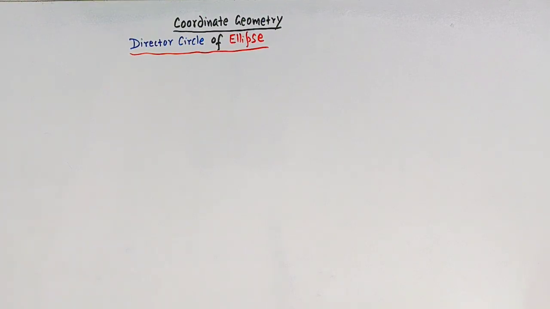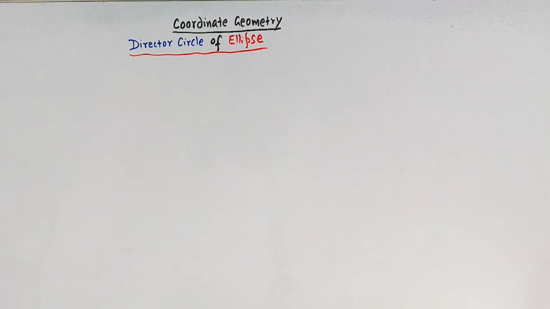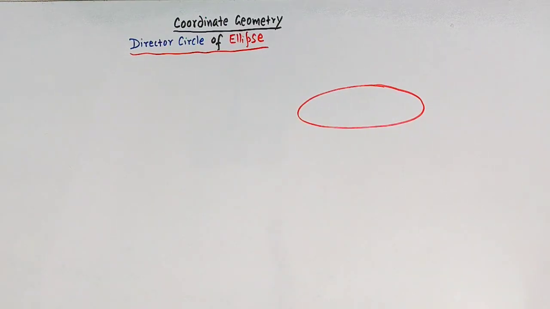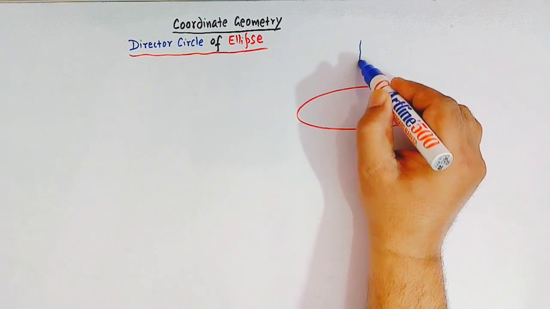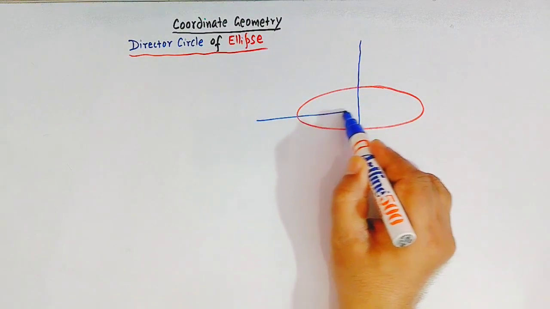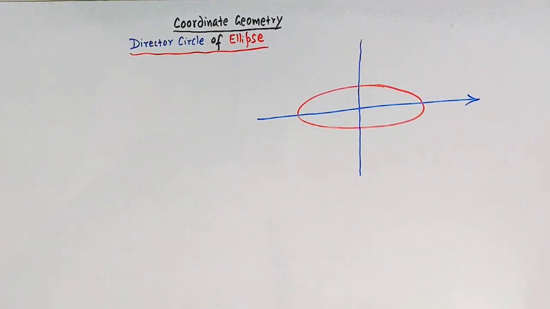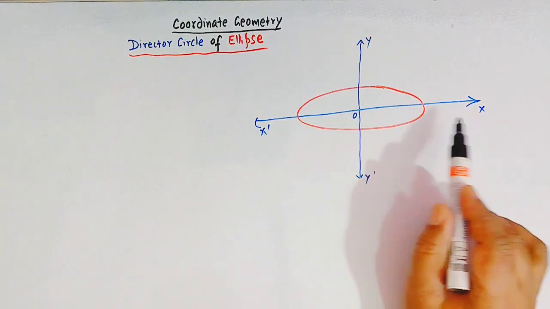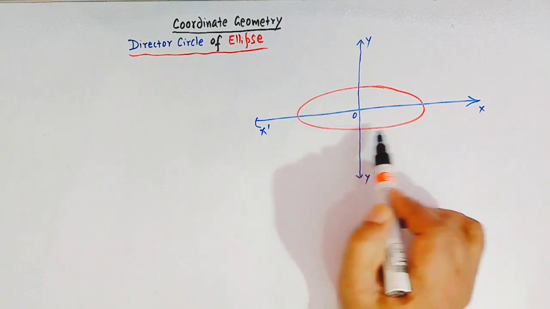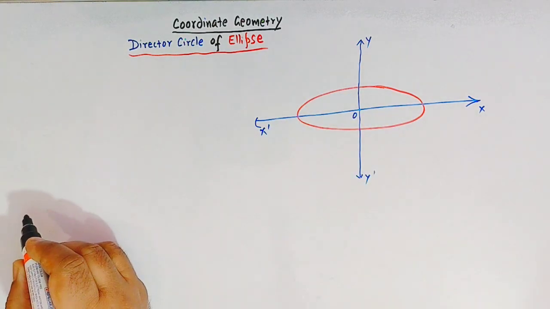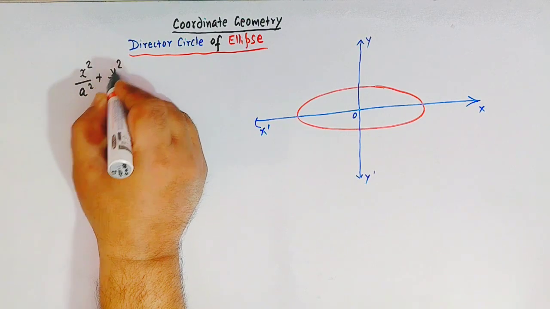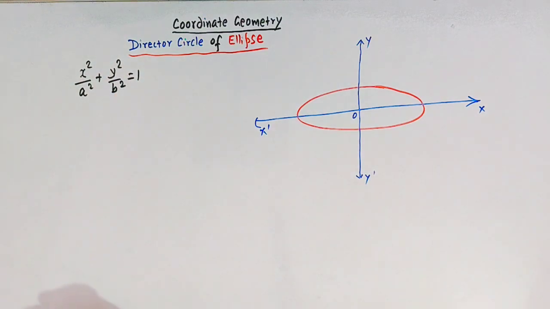Let us first consider a rough diagram of an ellipse. Here we'll consider a standard ellipse whose center lies on the origin of the coordinate axes. So here we have the ellipse, where O is the origin of this coordinate system, which is also the center of this ellipse. The equation of the ellipse can be written as x square over a square plus y square over b square is equal to 1.